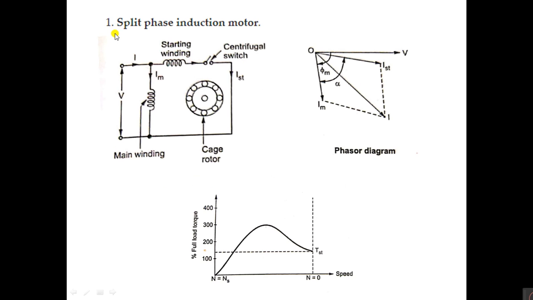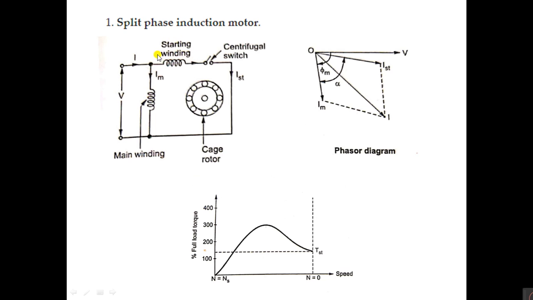The first one is the split phase induction motor. It is also called a resistance start motor, and also called a single cage type rotor motor. The stator winding is divided into two parts. One is the main winding or running winding. Second one is the starting winding or auxiliary winding. The main winding and the starting winding are displaced 90 degrees in space.